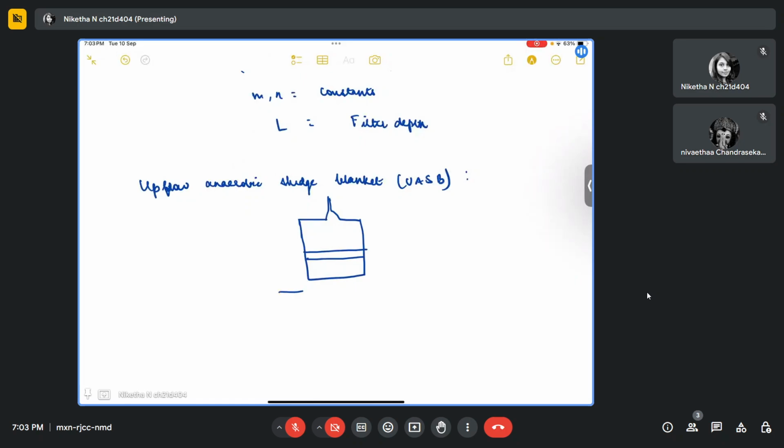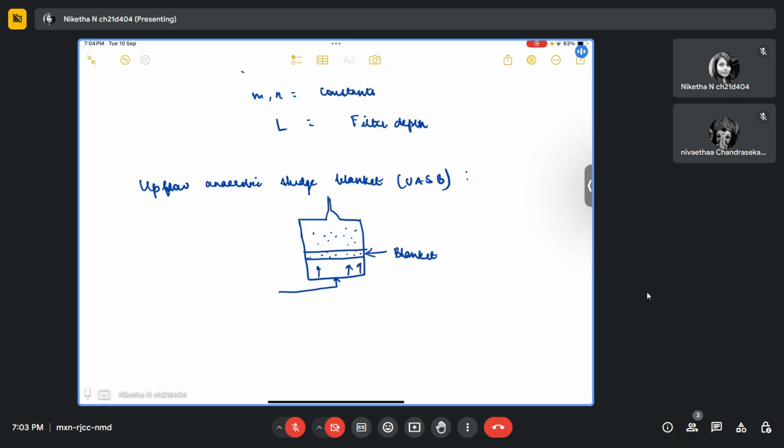So the wastewater will enter from the bottom, and once it enters, it will flow through this blanket, which is basically made of sludge. So it will flow through this blanket, and in this blanket there will be anaerobic bacteria which will act on the organics and degrade them. Once it flows through, this reaction will happen.